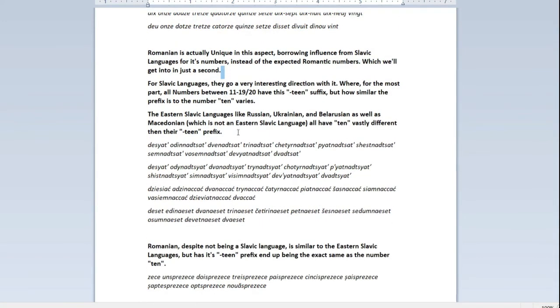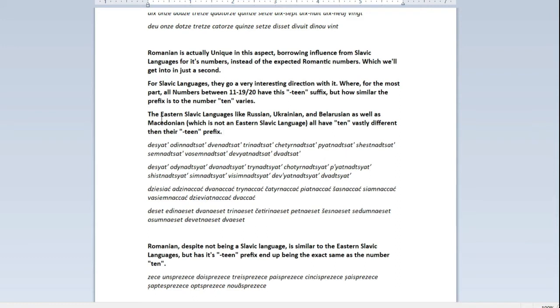For Slavic languages, they go a very interesting direction with it. For the most part, all of the numbers between 11 and 20, or 11 and 19, depending on the language, have this teen suffix. Sometimes the teen suffix is obviously reminiscent of the word 10, and sometimes it's not at all similar to the word 10. Whether or not the teen suffix is similar to the word 10 varies from language to language, and I'll get to that in just a second.